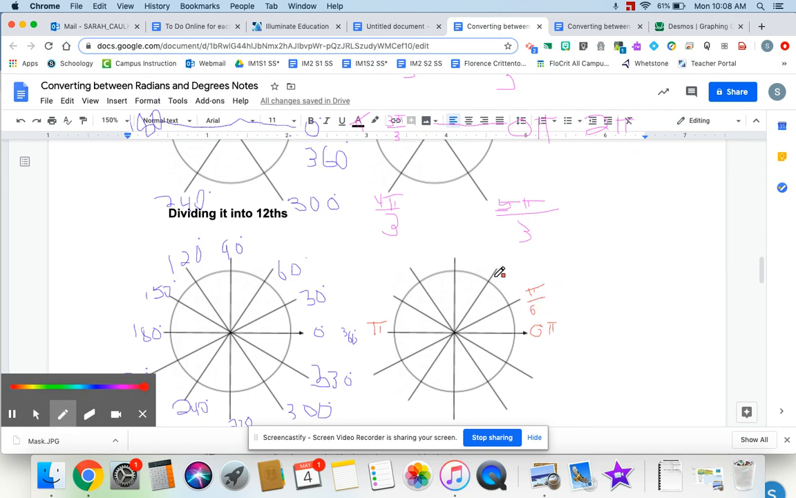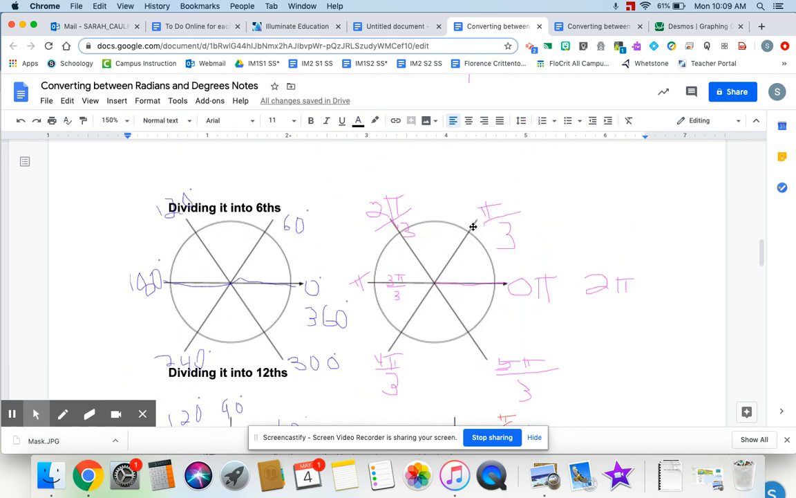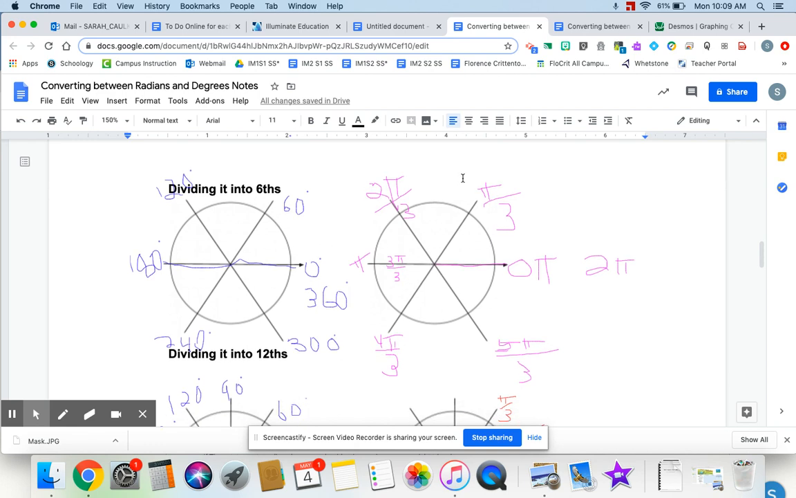So now if I come here, I have 2 pi over 6's. But I'm going to write this in here because 2 pi over 6 will reduce, because 2 divided by 2 just becomes 1 pi. And then 6 divided by 2 becomes 3. And of course this is a pi over 3, right? 2 pi over 6's was just 1 pi over 3 because it's in the same spot as the 60 degrees.